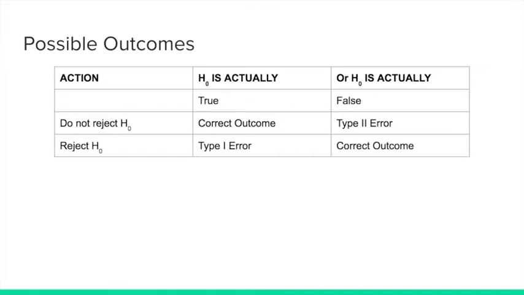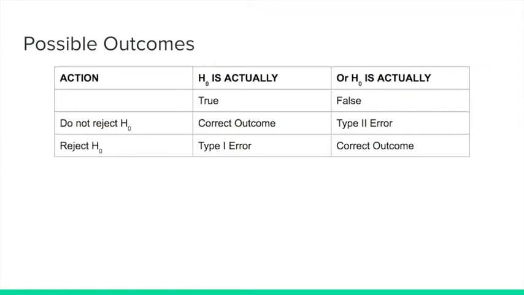That part we don't actually know in advance because we're doing a test on a sample to try to make a determination about the population, but we don't actually know for certain the condition of the population. So anytime we decide to not reject the null hypothesis, then it's either going to be the correct outcome because the null hypothesis is actually true, or we're going to commit what's called a type 2 error because the null hypothesis is actually false, and yet we have failed to reject it.